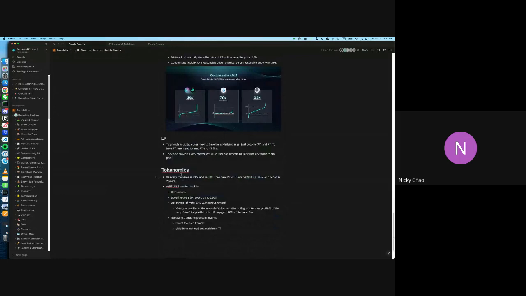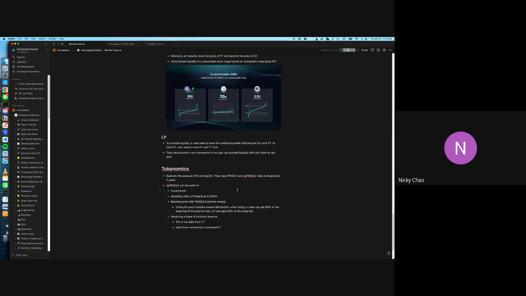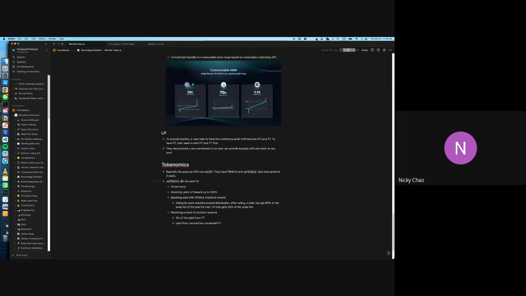Finally, I'll quickly cover their tokenomics, and I think it's very simple because they just use the VE token model. So they have the Pendle token and VE Pendle if you lock the Pendle token for some period of time. For VE Pendle, you can of course do the governance. And also if you hold VE Pendle, it will boost your LP reward. So if you are providing liquidity on Pendle Finance, it's better if you hold some VE Pendle.